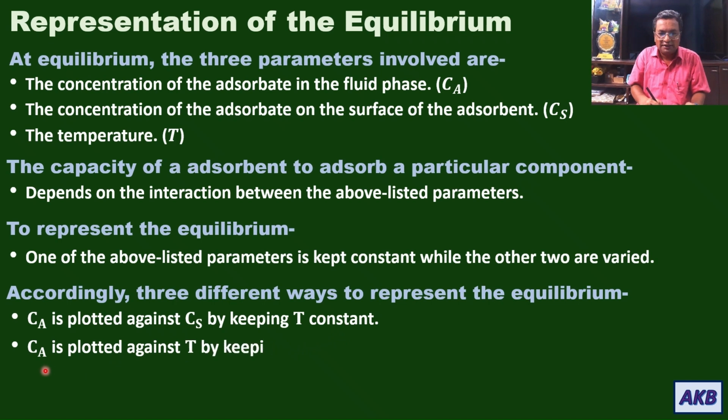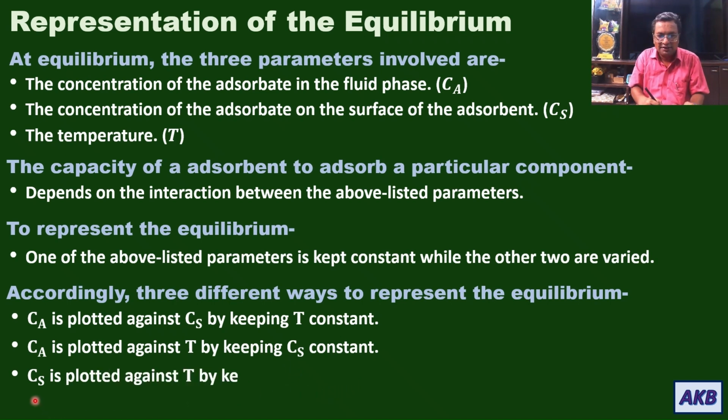Then the other way is, Ca, the concentration of A in the fluid phase, is plotted against T by keeping the concentration of adsorbate on the adsorbent, that is Cs, constant. So this is the second way. And the third way is, Cs, the concentration of adsorbate on the adsorbent, is plotted against T by keeping the concentration of adsorbate in the fluid phase constant. So in this way, you can represent the adsorption equilibria in three different ways.